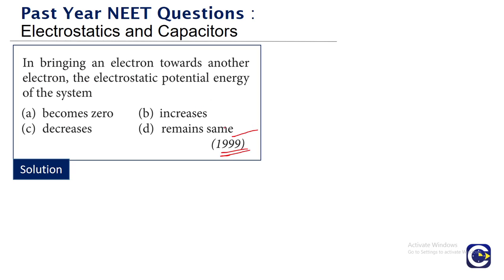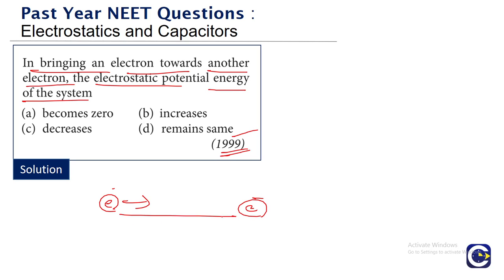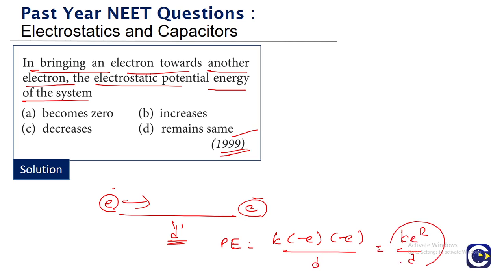Next we have a question that came in 1999. In bringing an electron towards another electron, what happens to the electrostatic potential energy of the system? Initially, let us say the distance is D. The potential energy will be K times each charge, which is minus E, divided by D. So it is K E square by D.